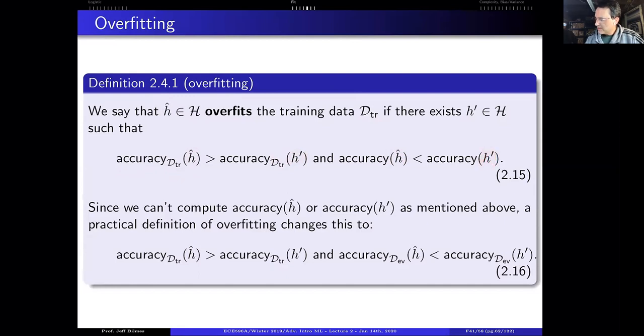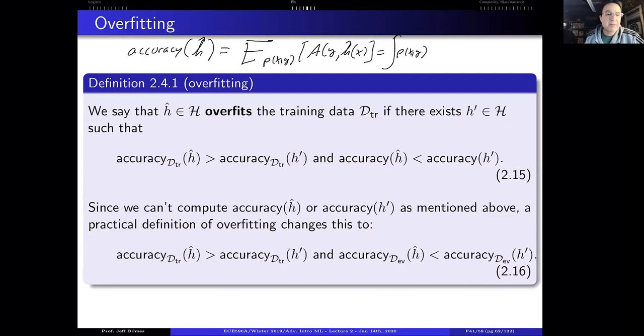I wanted to define one other thing. So we have the accuracy. Let me just define this last thing. So the accuracy of H hat is equal to the expected value according to P of X, Y of the accuracy of Y and H hat of X, which we can write in this way. We can write it as the integral with respect to P of X, Y. So it's the integral with respect to the true probability distribution of the accuracy of Y and H hat of X, dx and dy.